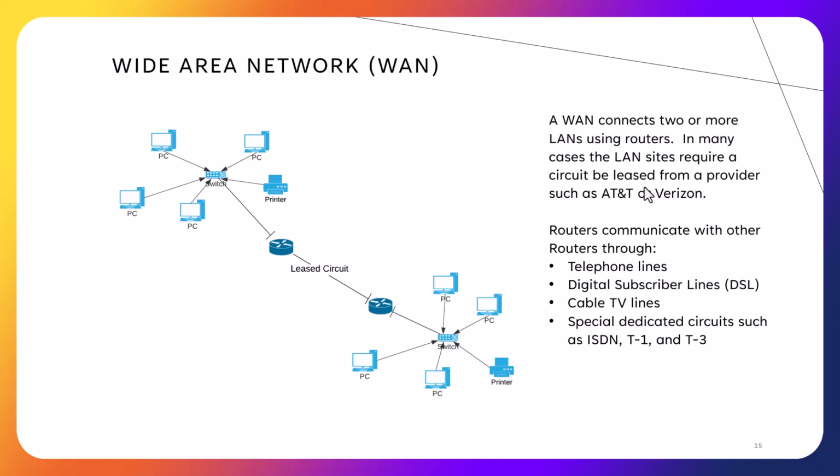We'll install our routers that allow us that communication from our LAN to the subscriber network or the leased circuit, and then we'll install that router at both locations of the local area networks, and they will communicate using the router. Routers can communicate through telephone lines, DSL or digital subscriber lines, cable TV, and special dedicated circuits like ISDN, T1 and T3.